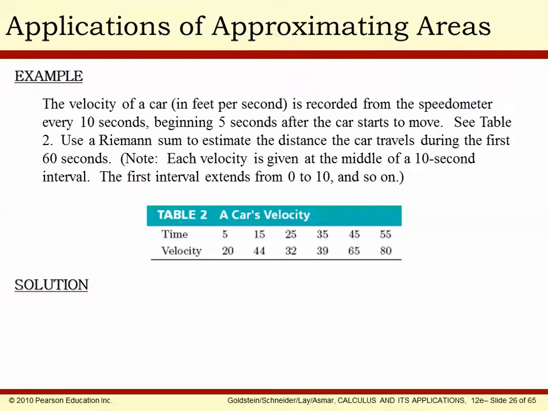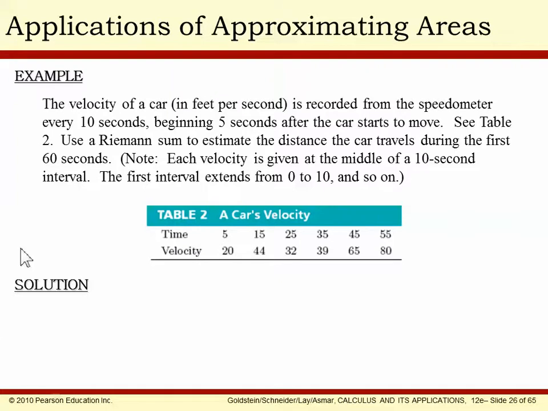So if we go back to this problem, it says use a Riemann sum to estimate the distance the car travels during the first 60 seconds. Okay, so finding the area under the curve is going to give us an idea of how far this car displaced after the first 60 seconds. So basically, if we want to know how far this car went, we can estimate the area under this curve. Now we're starting from 0, and our intervals are going to be of length 10.